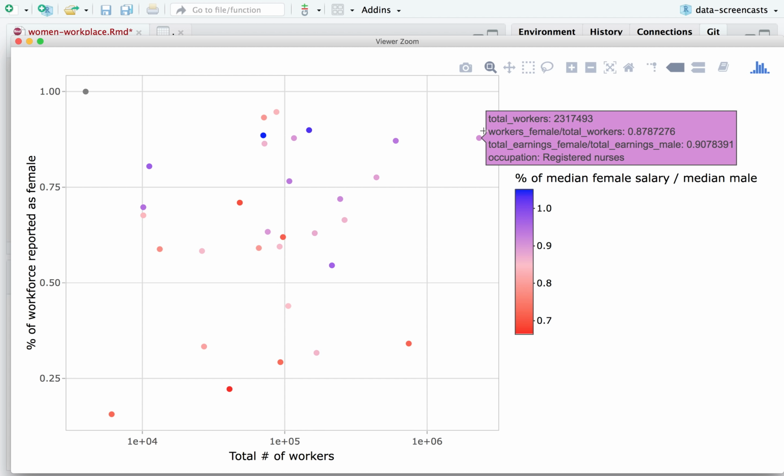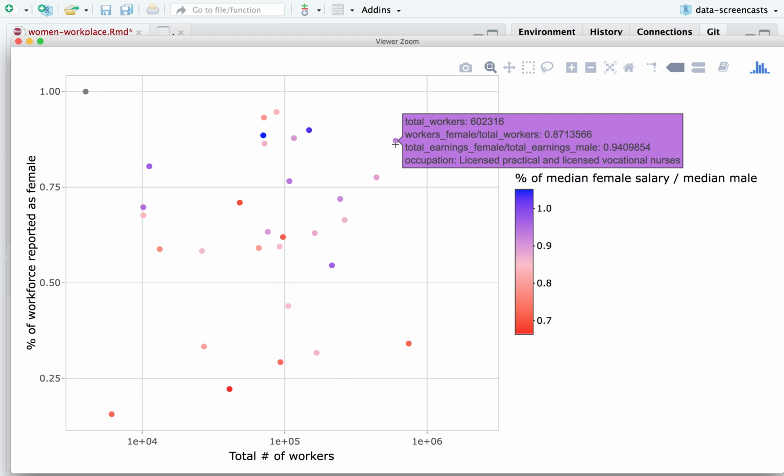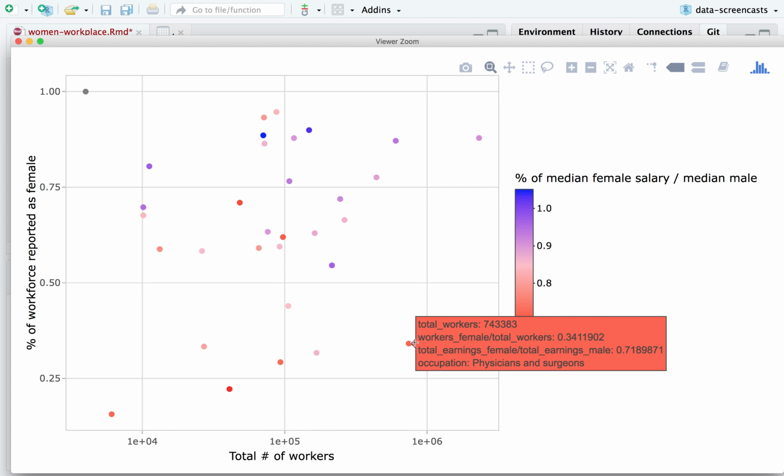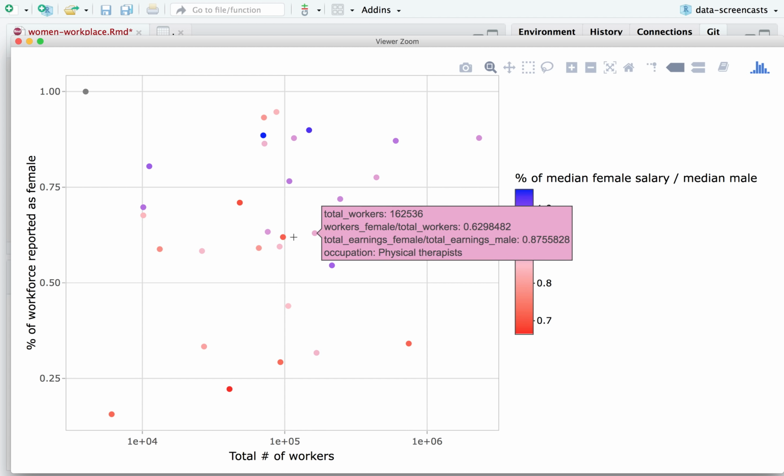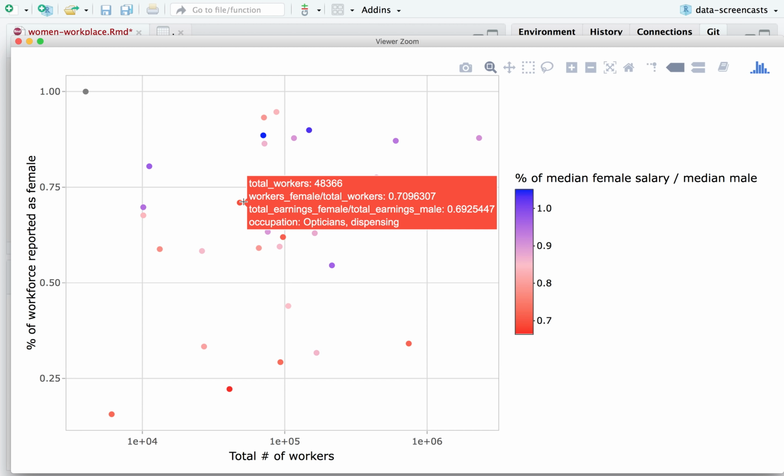So these are two types of nurses that tend to be more female and lower pay gap. This is an area that is two-thirds men, and has a much larger pay gap. We can see the same, let's see, opticians has a larger pay gap. That's opticians, one that is in the opposite direction.